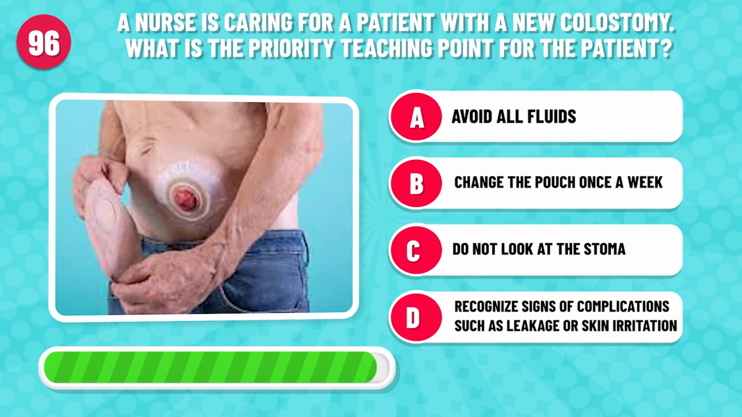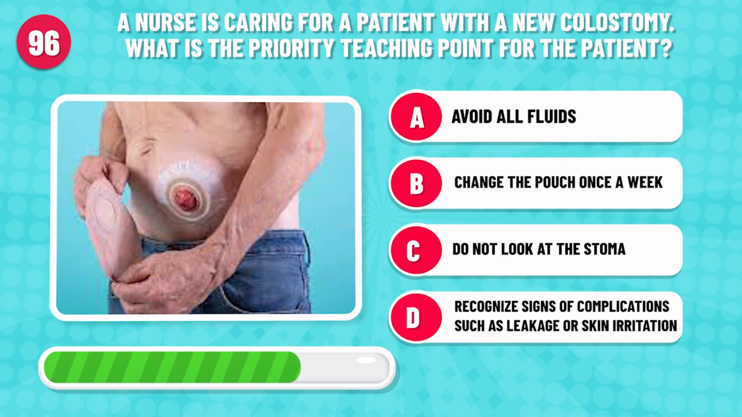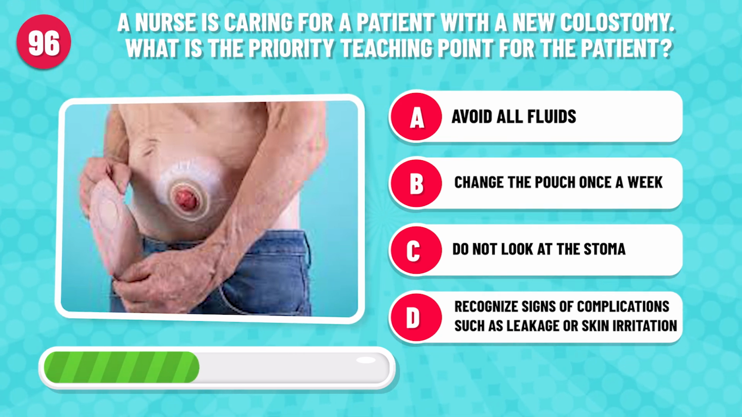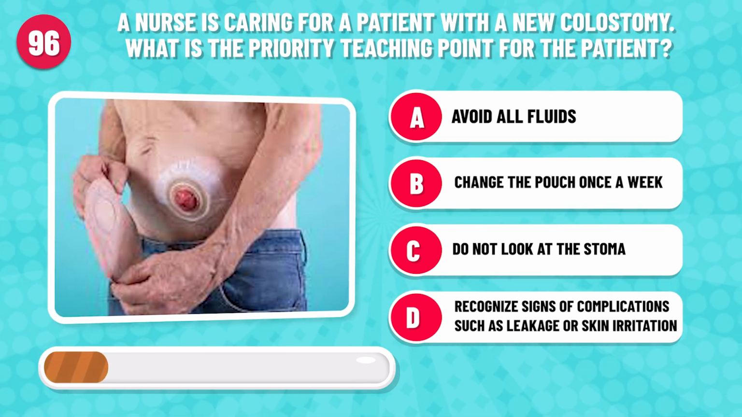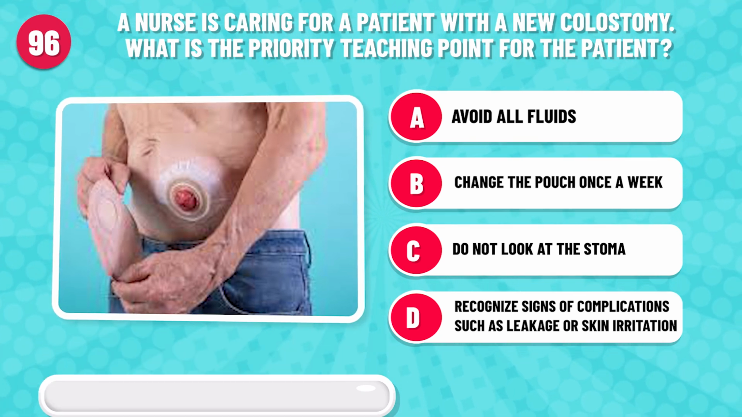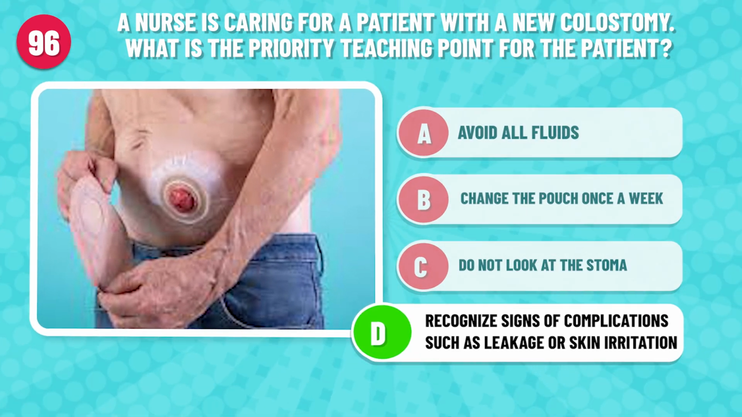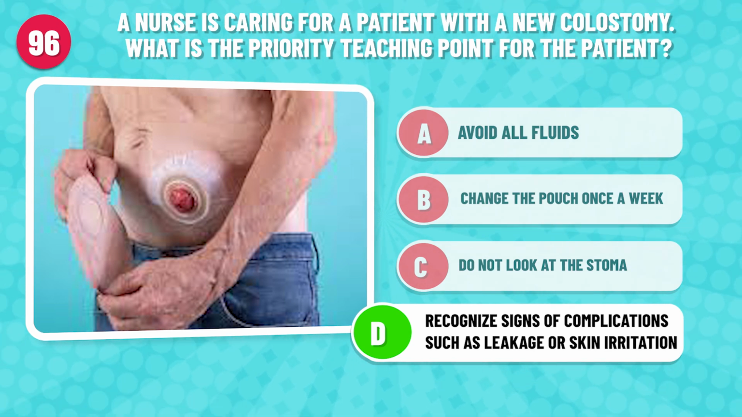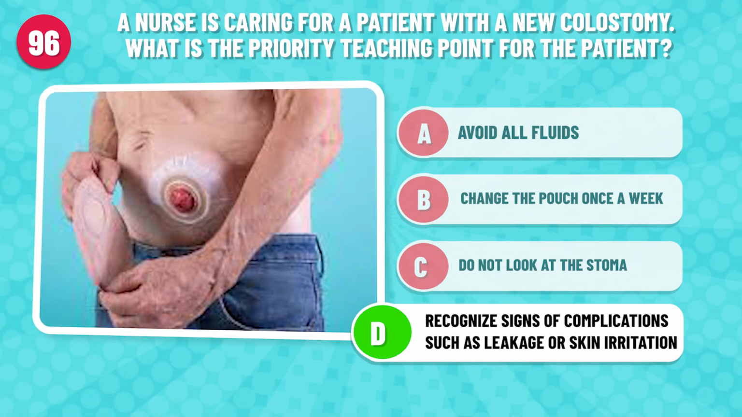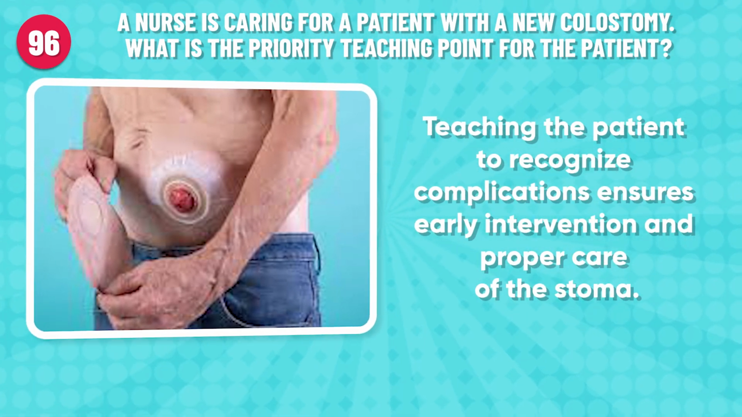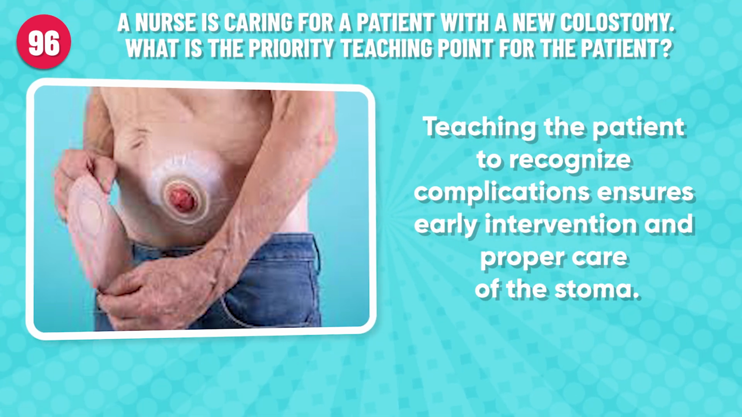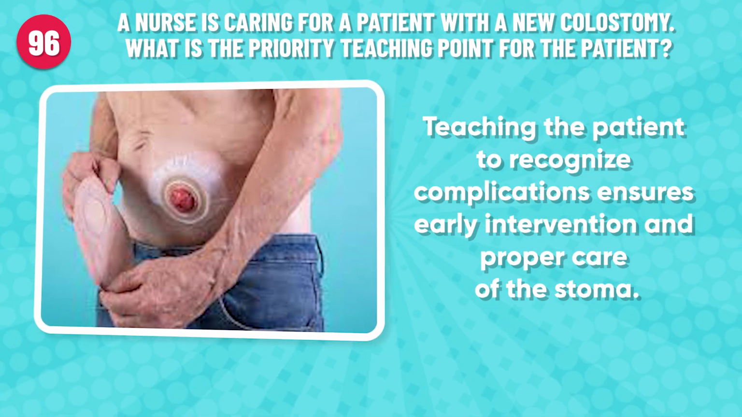A nurse is caring for a patient with a new colostomy. What is the priority teaching point for the patient? It's D. Recognize signs of complications such as leakage or skin irritation. Teaching the patient to recognize complications ensures early intervention and proper care of the stoma.